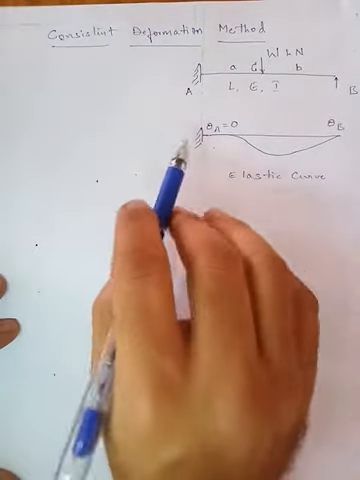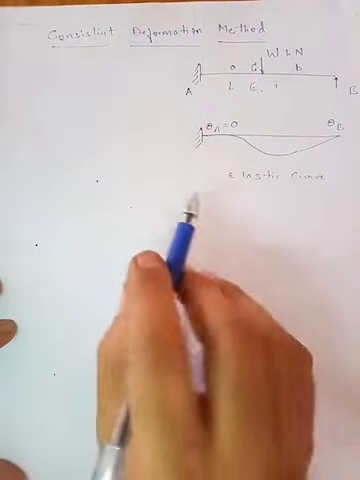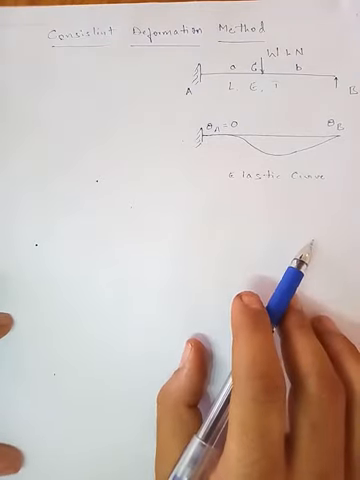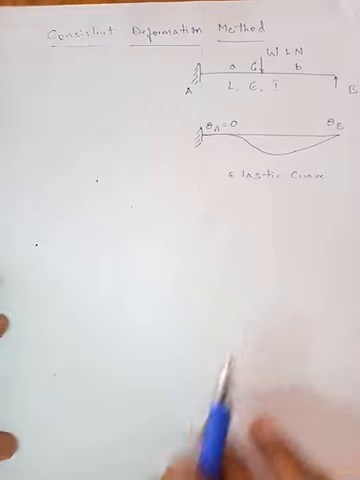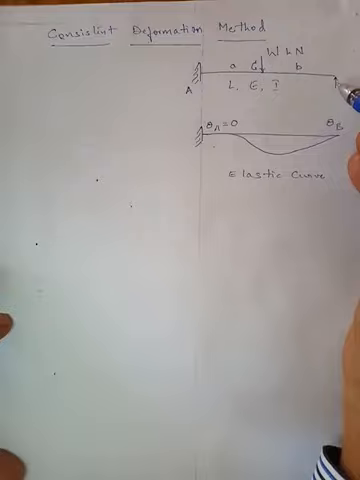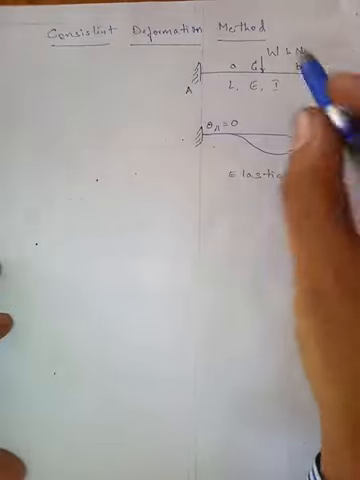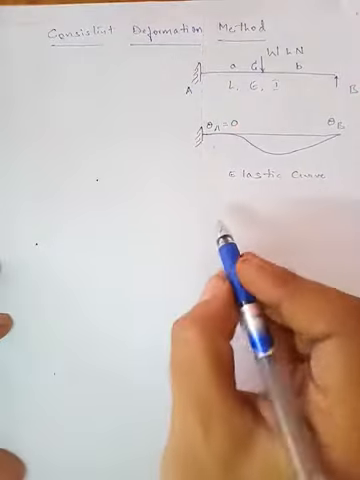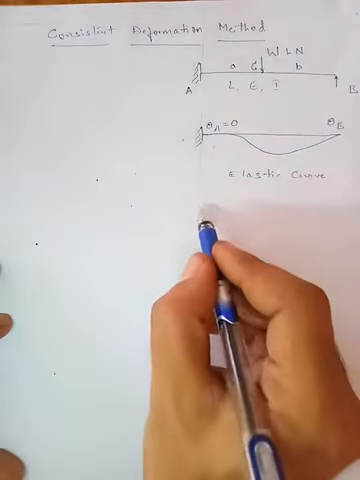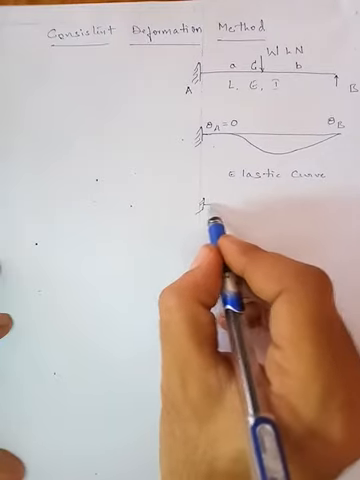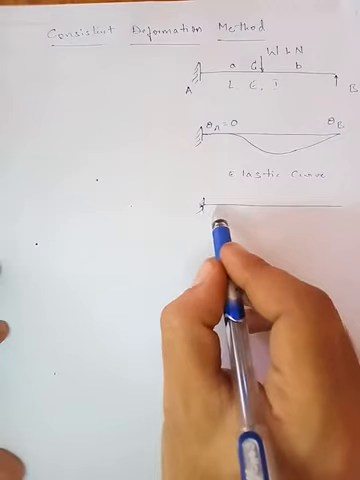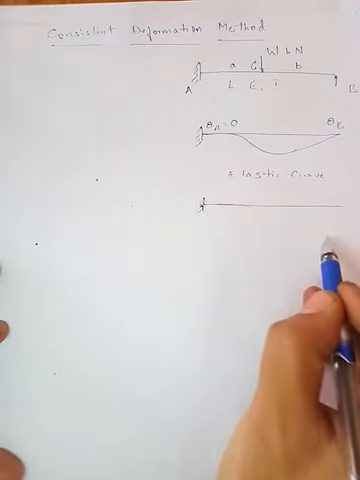Now, since this has 4 support reactions, we cannot solve it using equilibrium equations alone. So we have to switch to a different method. Suppose you do not have this simple support at the end, this would be a cantilever beam. So what would be the shape of the elastic curve if this support was not there? Let us draw this elastic curve. If there was no support B, how would the beam have bent? It would have bent like this, right?